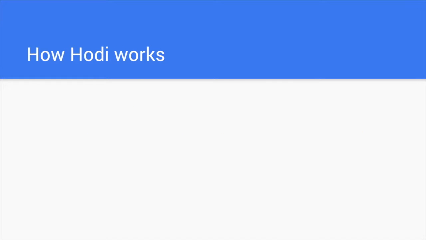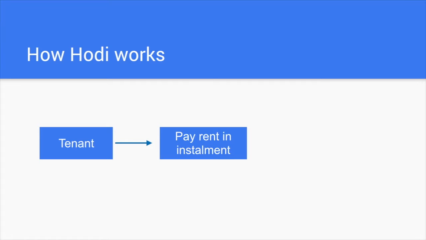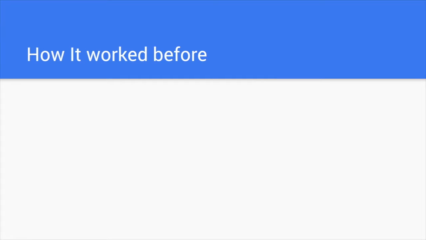How Hodi Systems work, however, is we will have a tenant who will pay rent in installments by a specific date, and then they will get a receipt. From our research, we found out that this is a better way of collecting rent since the tenant is unsalaried and has inconsistent income. Let's switch to how it worked before for property managers.